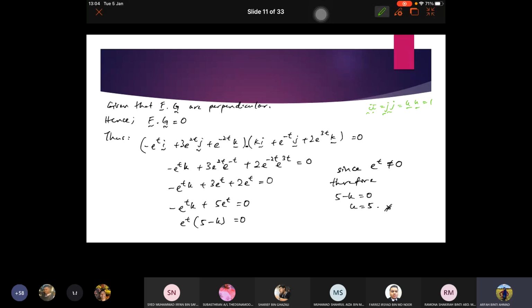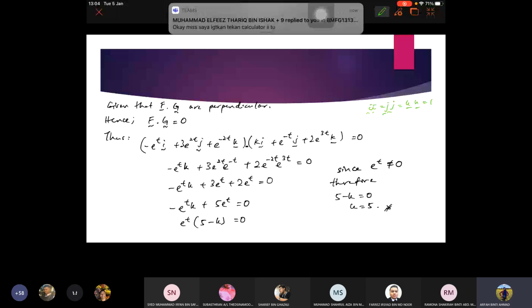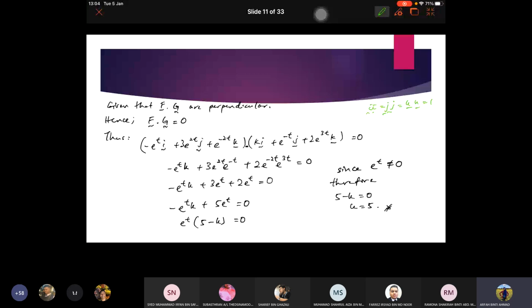Dia berkaitan dengan magnitude dan juga direction. Kalau magnitude dan direction dia didarabkan dengan ni, bukan tekan kalkulator. Dia bukan kalkulator, dia memang dia punya sifat. Sebab dia berkaitan dengan magnitude. So kalau awak darab, dia daripada arah yang sama, that is why dia akan sama dengan 1. Direction, direction.